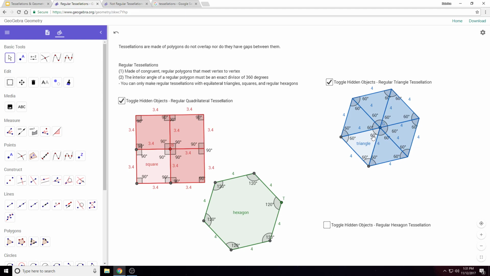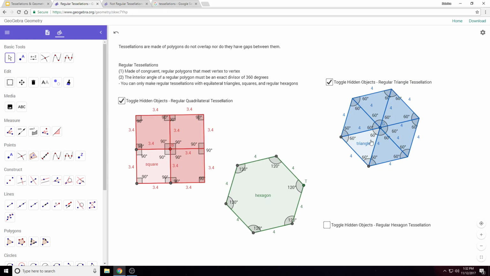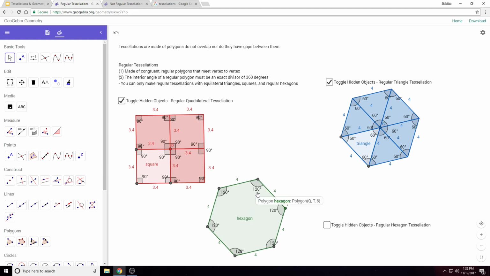So 60 can evenly go into 360 6 times, and that's why there are 6 equilateral triangles that surround this vertex G. And if you squint really hard, and you just look at the outer edge of these triangles, you'll see that this is actually a hexagon. So if I overlap the hexagon that I created before, this hexagon is congruent to the polygon that these 6 equilateral triangles create.